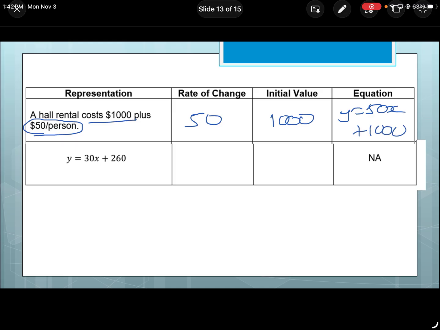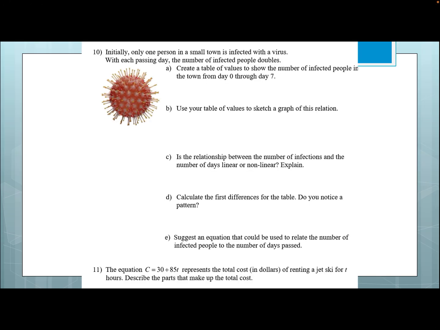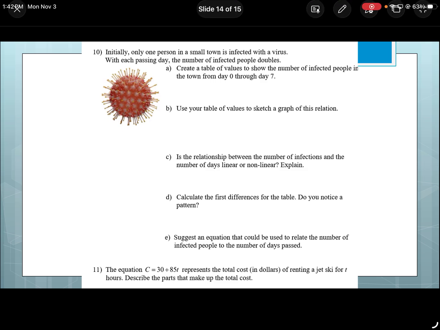Pretty obvious what if it's in the form of an equation, because again, mx plus b. So the rate of change is 30. Initial value is 260. And there we are. Okay, have a quick go at this, and then we'll briefly talk about the hardest kind of question, and then that's it, that's the end.